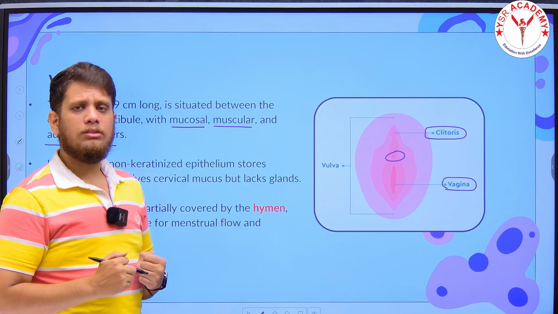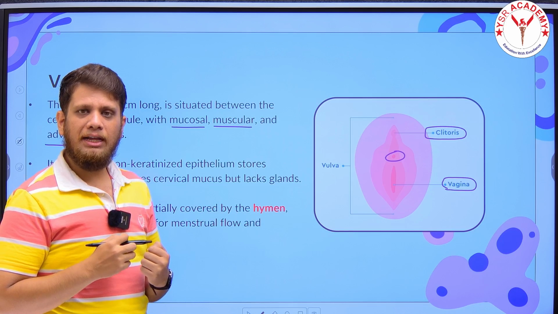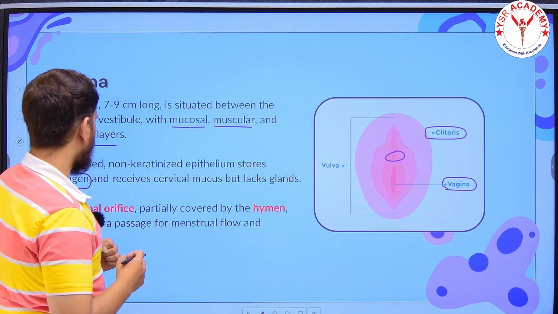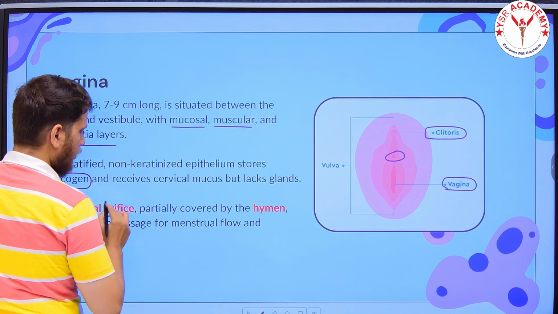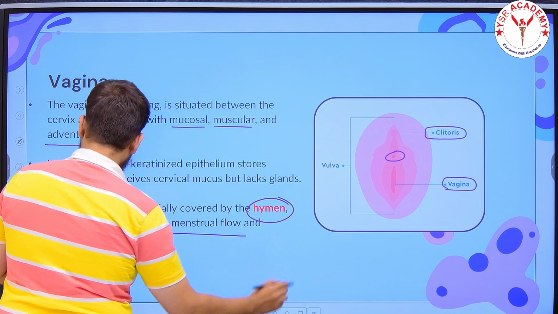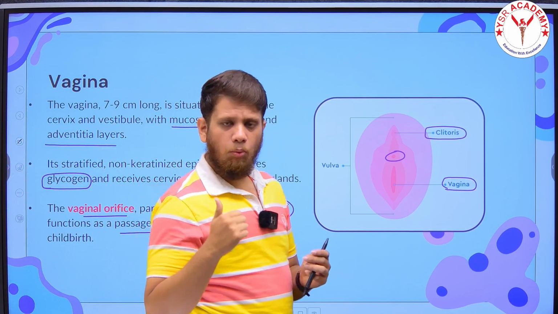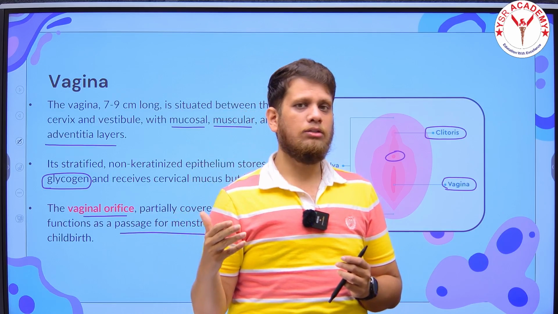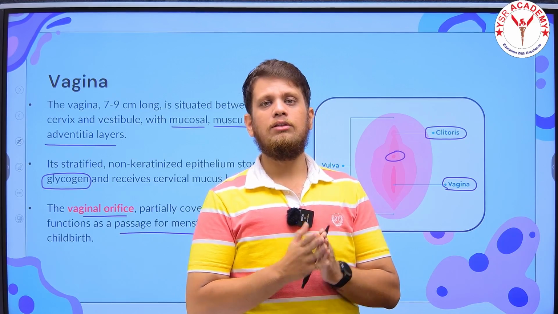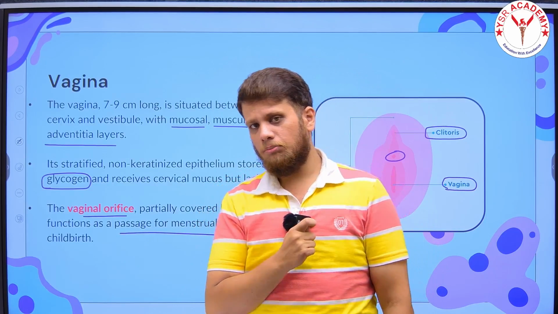Why is the nature acidic? To prevent any kind of infections entering into the body, and that is why the environment is kept acidic. The vaginal orifice is partially covered by a membranous structure called the hymen, and functions as a passage for menstrual flow and childbirth. So the vagina has 2 important functions. Number one, to receive the sperms during the event of copulation or sex, and second, to deliver the baby after the 9 months duration.